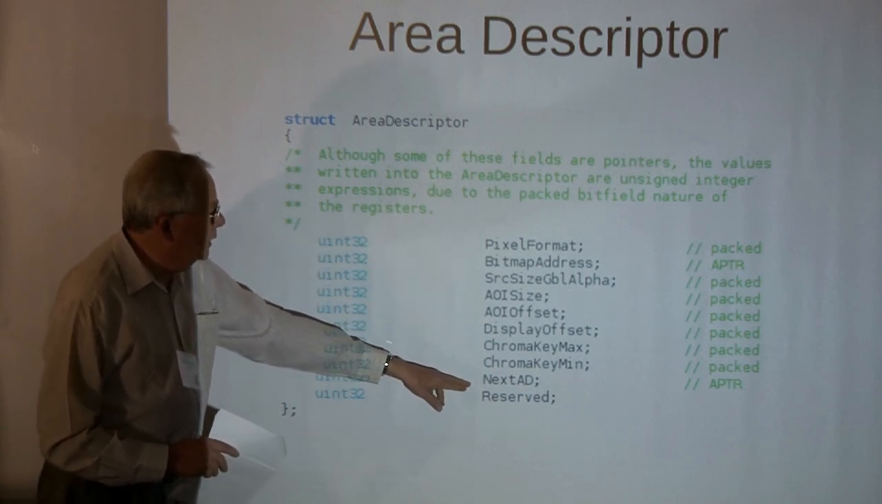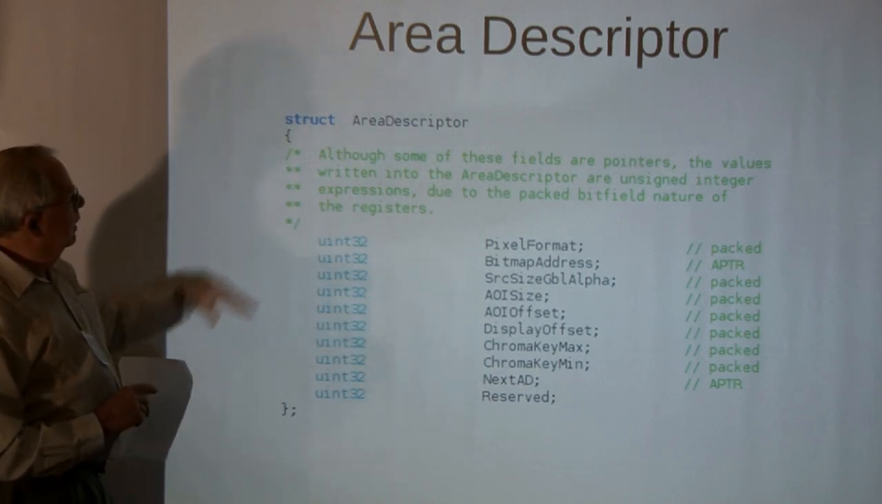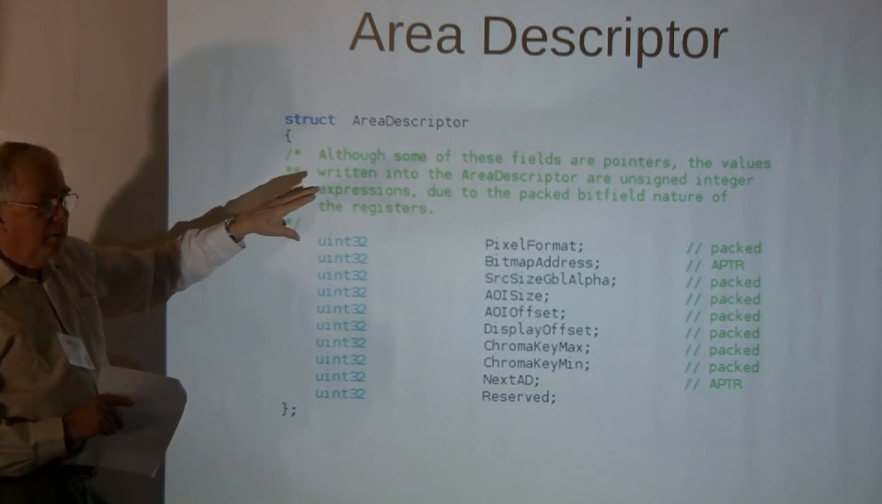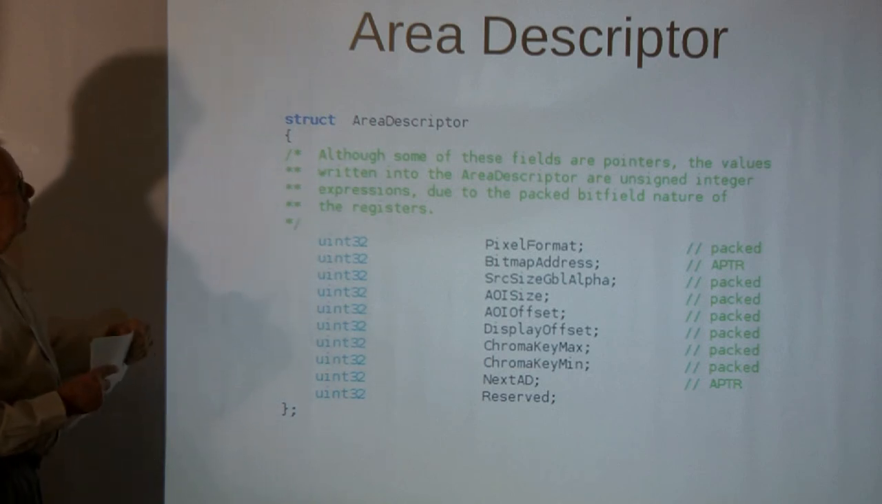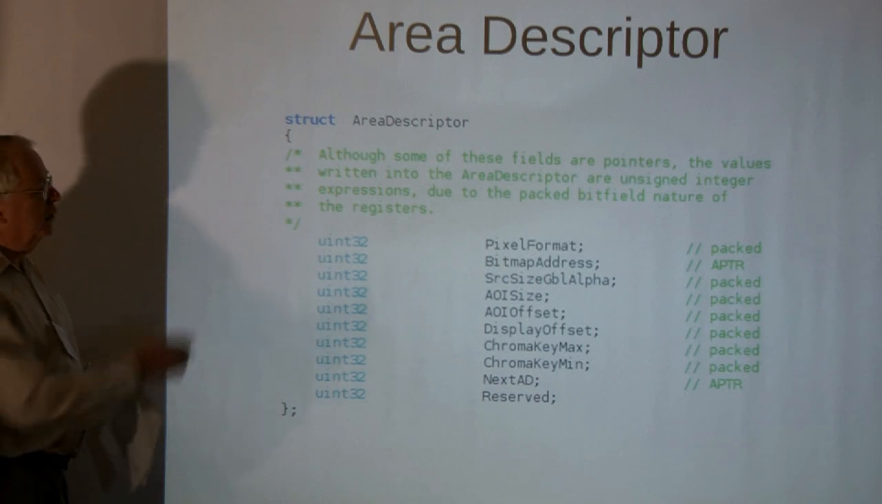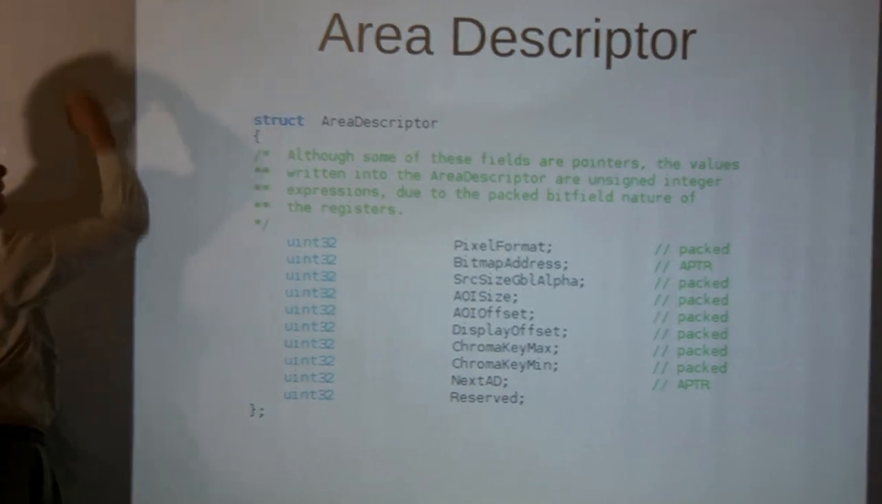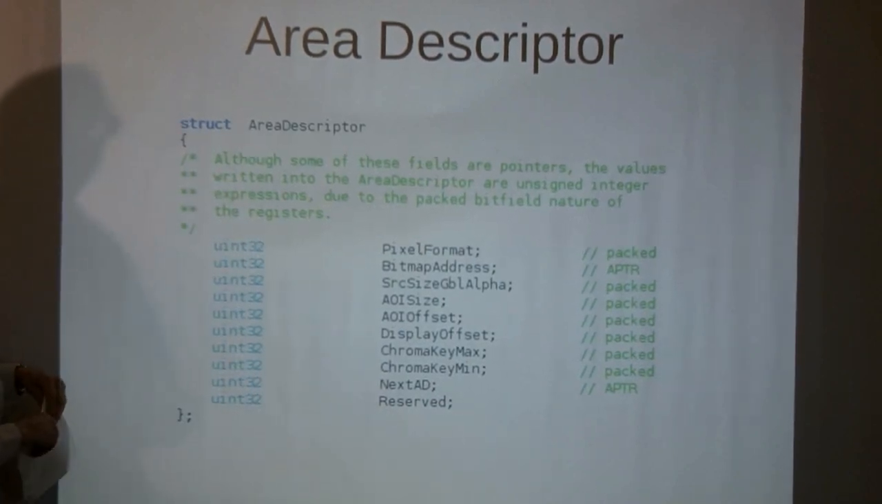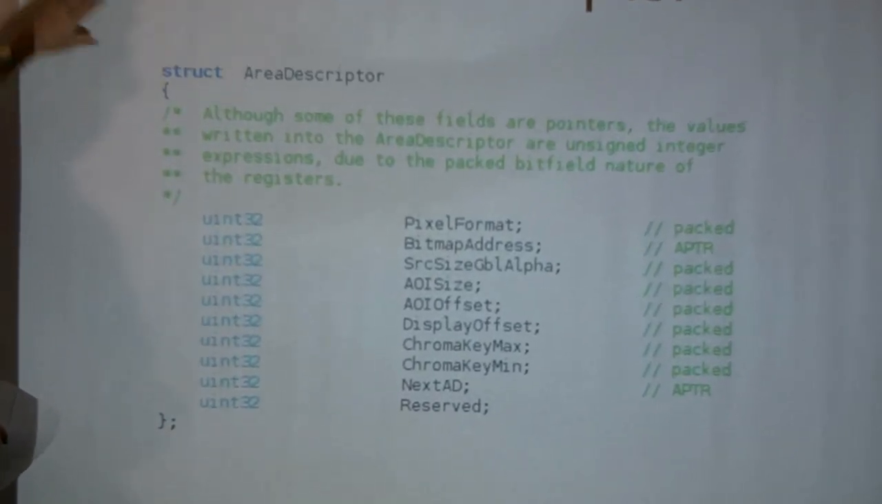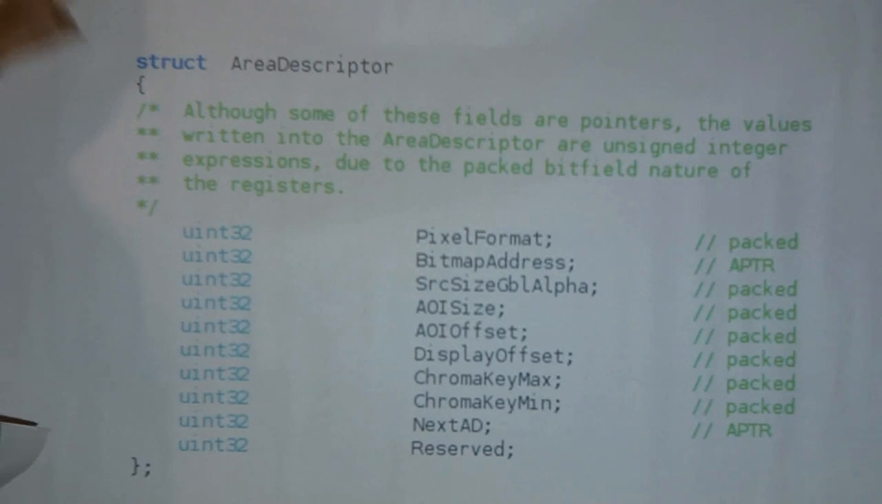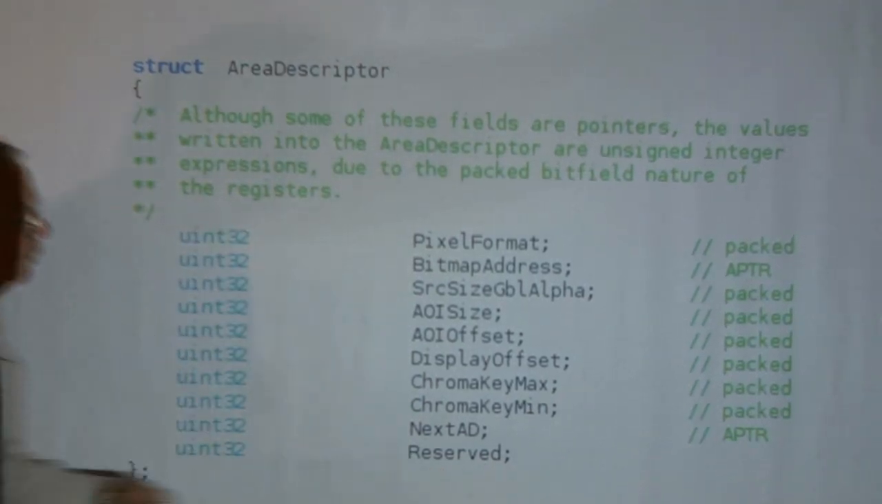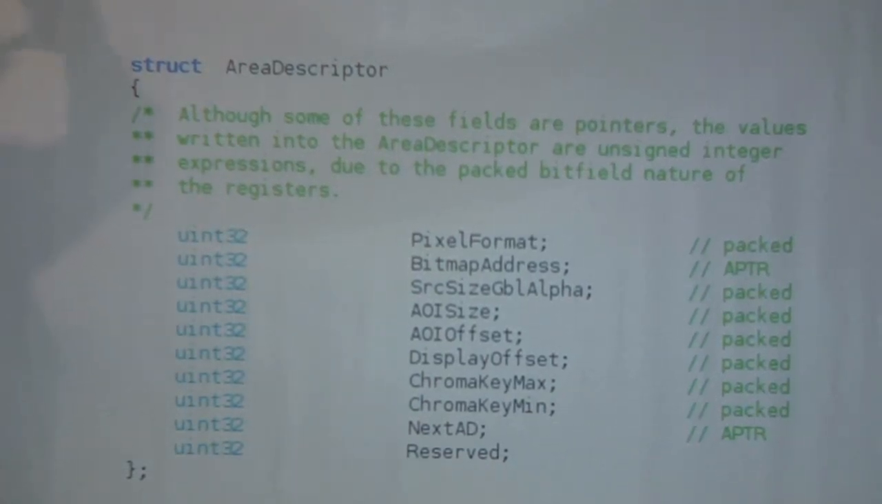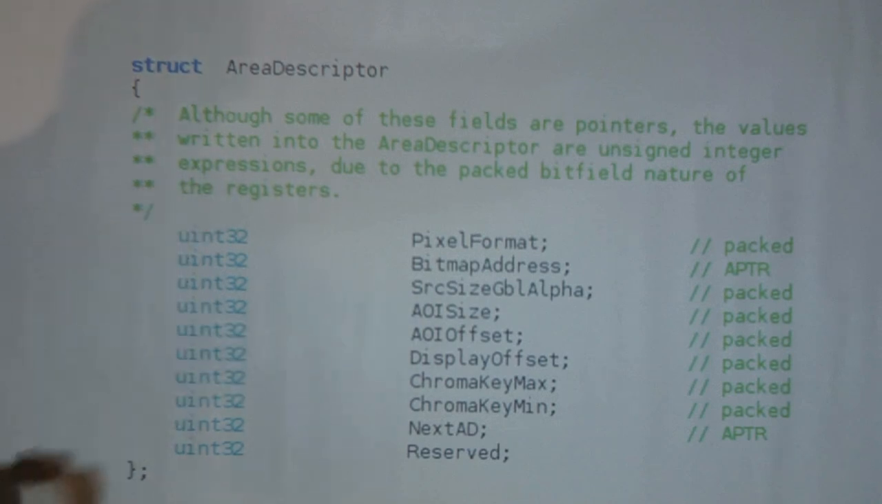And the next AD. So on a particular layer, you can have several of these area descriptors. You can display a box up here, and another box down there, and a third box down there. This box is chained to that box, which is chained to that box. So it will only fetch and display that area, that area, and that area. Boxes must not overlap.